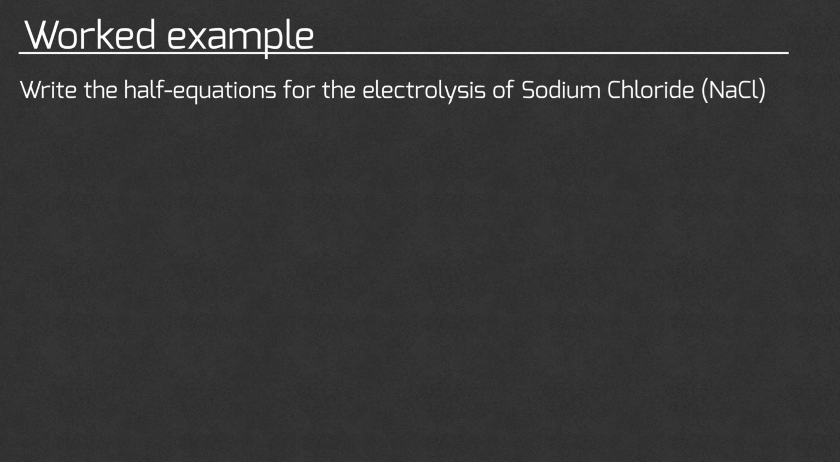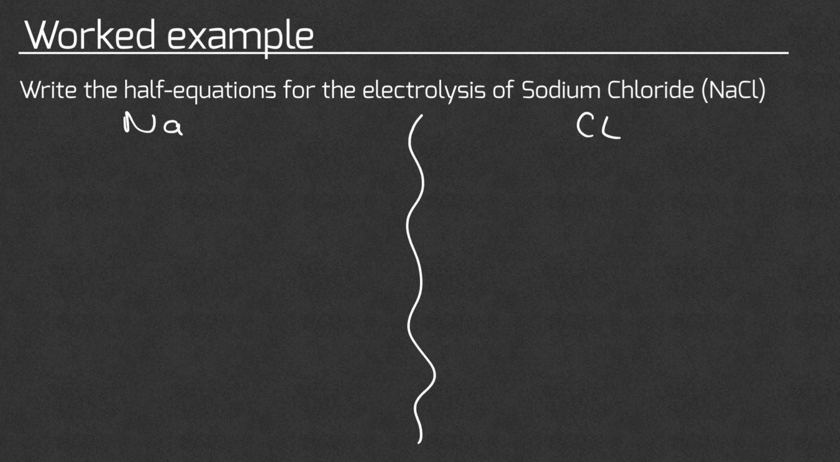We're now going to look through a worked example of this entire process. We need to write the half equations for the electrolysis of sodium chloride. We're going to start off by looking at the metal, sodium, and the non-metal, chlorine, separately. Sodium is a metal, which is positive, so this reaction is taking place at the cathode, which is negative.